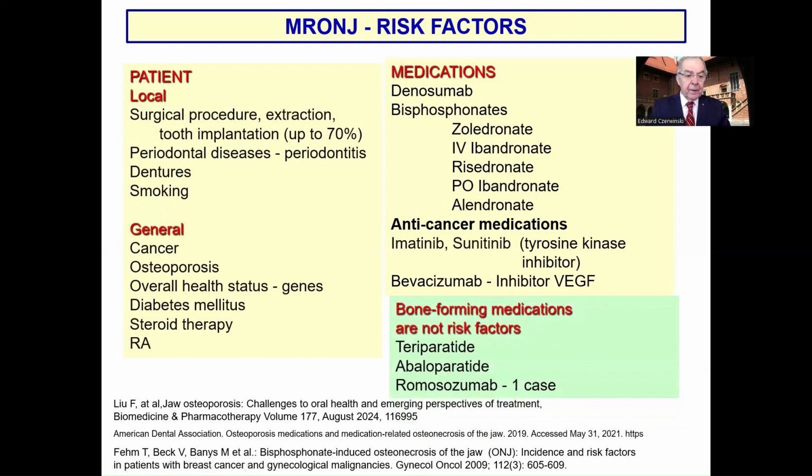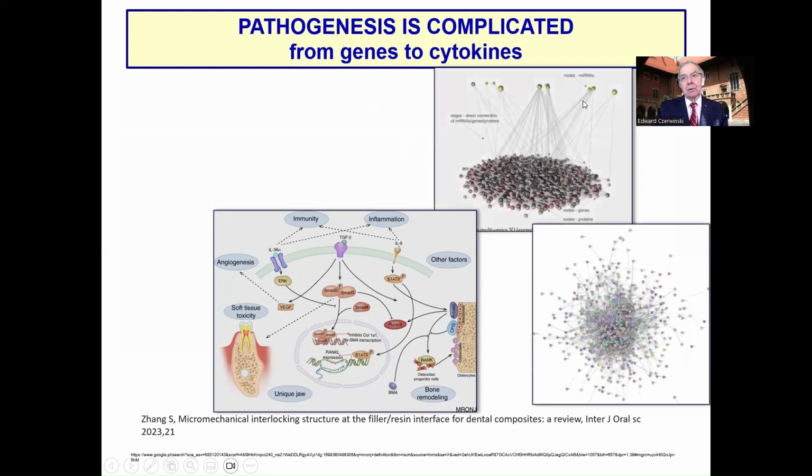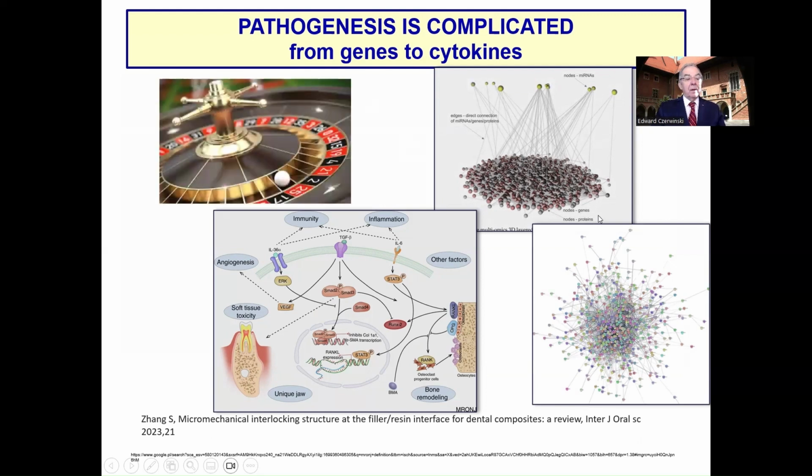Fortunately, there is good news that the bone-forming agents are not risk factors: no cases on teriparatide, none on abaloparatide, and just one over the years on romosozumab. So I think it is just an accident. The pathogenesis is very complicated. There are a lot of publications with cytokines, as you see, quite advanced analysis. And the summary of that is that there are patients who are at risk and may have MRONJ and those who are resistant. So it is kind of relative, because unfortunately we don't know which patient is in our surgery.